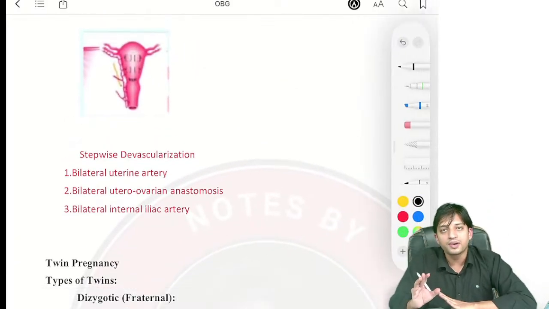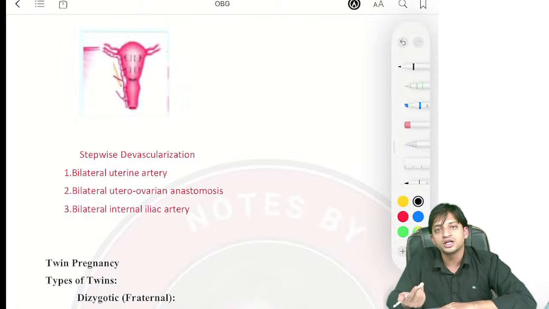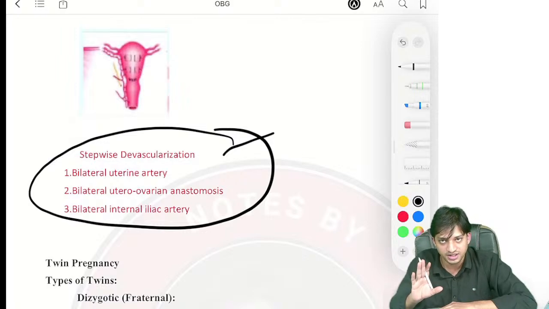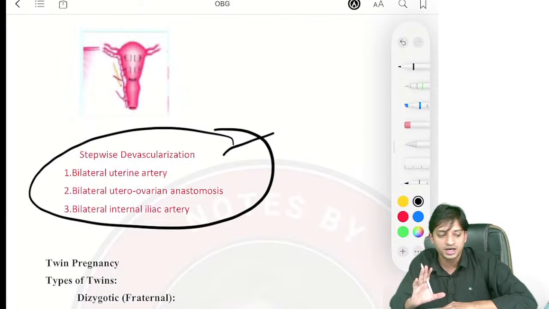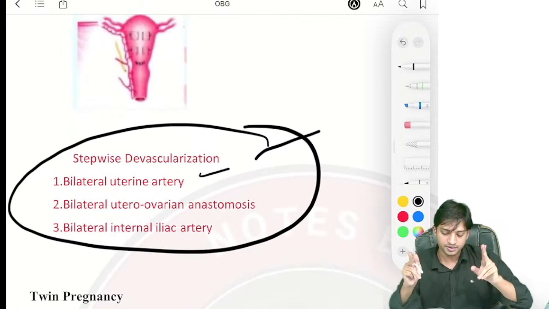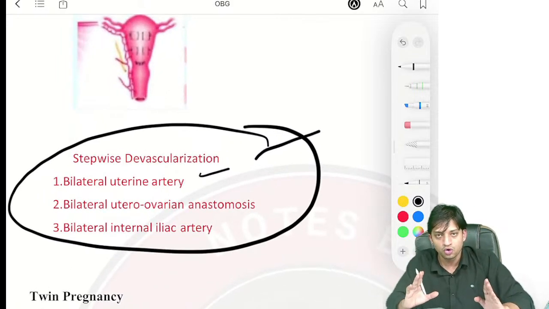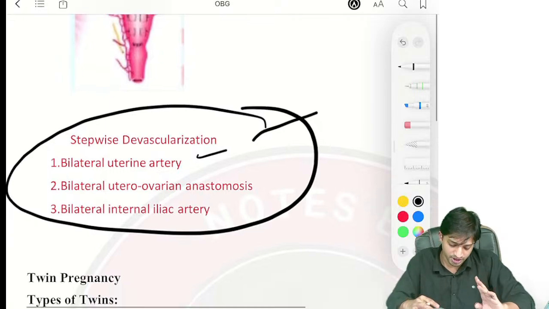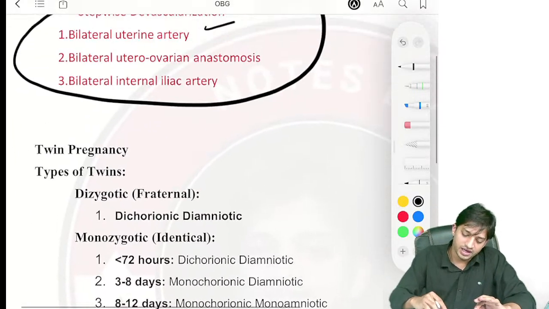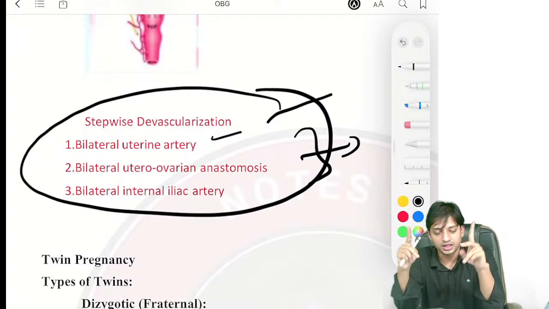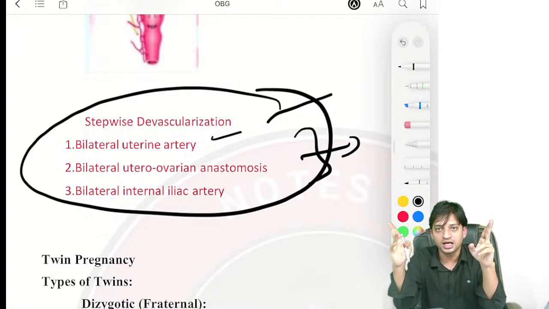Then after applying sutures, even if the bleeding is not controlled, you will have to go for stepwise devascularization. For stepwise devascularization, first of all you will pick the bilateral uterine artery, then the bilateral utero-ovarian anastomosis, right? And then the bilateral iliac artery. Devascularization will be done. We have discussed this for the PPH. This is very important. They have asked you many times: bilateral uterine artery, then utero-ovarian anastomosis, and then the internal iliac arteries.